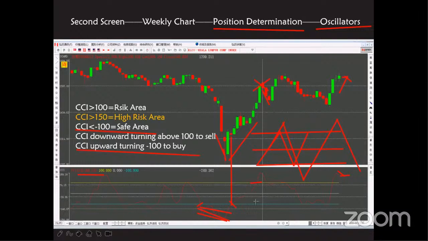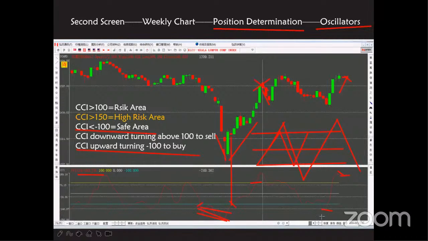Maybe my explanation is a little difficult for you to understand, but actually it's easy. Here we see we have three lines, right? The yellow one, the blue one. If the red line is above 100, then we see it is in the risk area, and once it turns downward, we must make our decision to sell. And if the line breaks upward through this blue line, then it's an opportunity for us to buy.